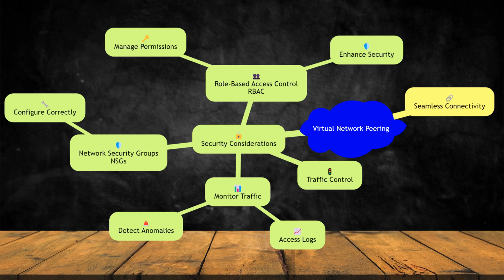While virtual network peering provides seamless connectivity, it is essential to consider security implications. Ensure that network security groups, NSGs, and other security policies are configured correctly to control traffic flow between peered VNets. Regularly monitor network traffic and access logs to detect any unauthorized access or anomalies. Implementing role-based access control, RBAC, can also help manage permissions and enhance security.